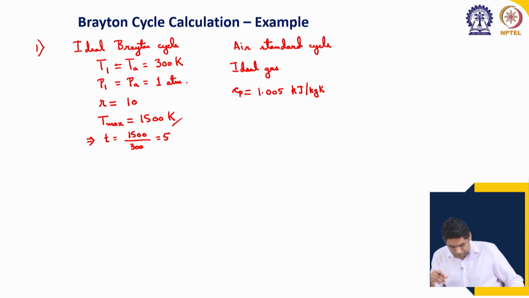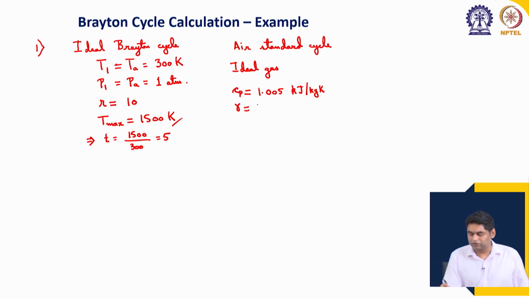For example, after combustion the Cp will be different, but when the entire cycle is based on air, then we can take a constant value of Cp, which in this case is equal to the standard value 1.005 kilojoule per kg Kelvin. Gamma for air is equal to 1.4. Okay.